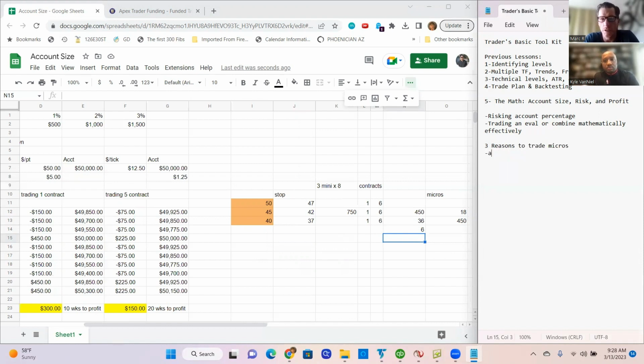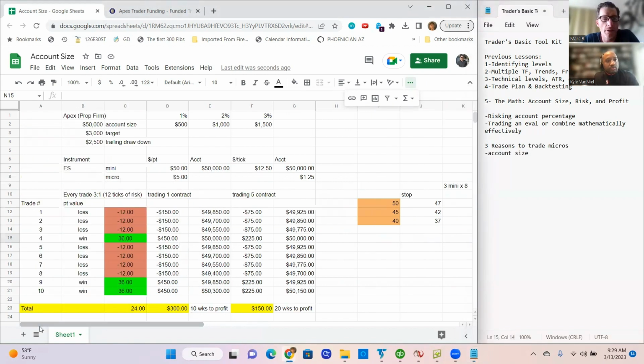One reason is going to be account size, because you may not be trading inside of a prop firm like this, for example, right? You may just open an account with $5,000. Yeah. So if you open an account with $5,000, your 1% of that is going to be $50, right? So account size is going to be one reason. Your second reason is going to be so you can scale in.